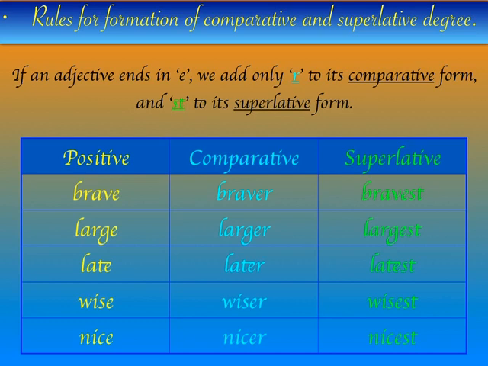So second word is large, which is the basic form, or you can say positive degree. When we add R at the end of large, it becomes comparative degree, that is larger. And when we add ST to the word large, it becomes largest, that is superlative degree. The next is late, later and latest, wise, wiser and wisest, and the last word in the table is nice, nicer and nicest. Let's see one example related to it.